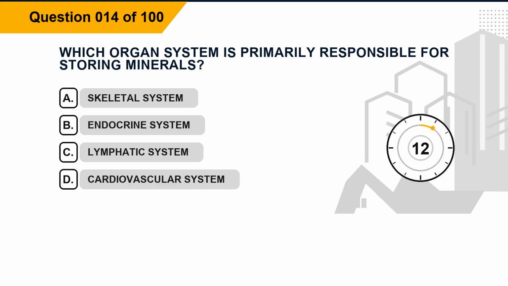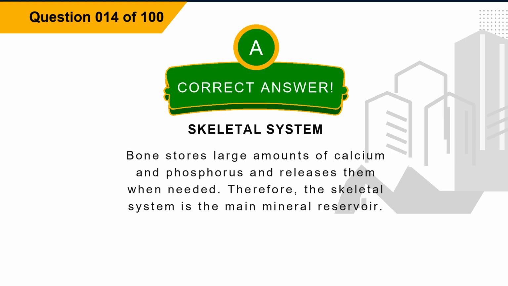Question 14. Which organ system is primarily responsible for storing minerals? Option A, skeletal system. Option B, endocrine system. Option C, lymphatic system. Option D, cardiovascular system. The correct answer is option A, skeletal system. Explanation. Bone stores large amounts of calcium and phosphorus and releases them when needed. Therefore, the skeletal system is the main mineral reservoir.